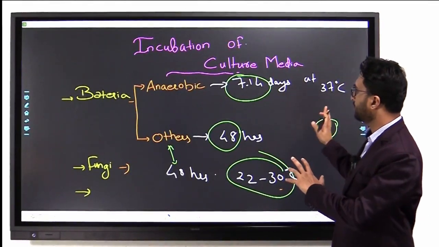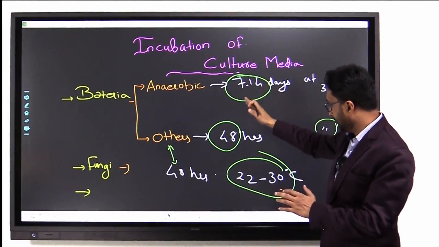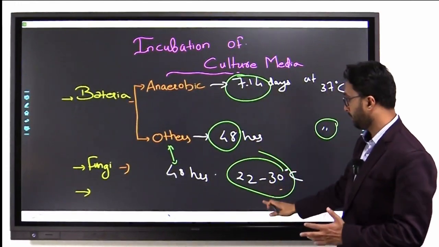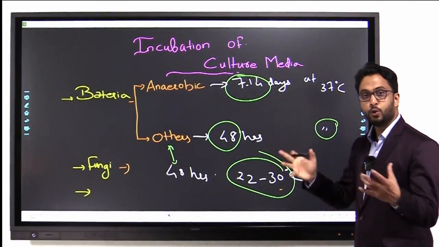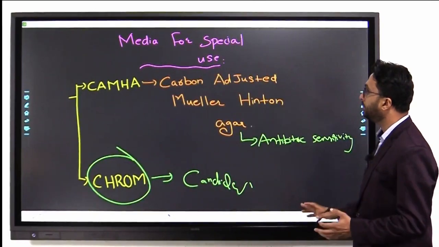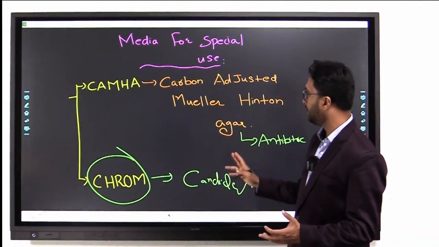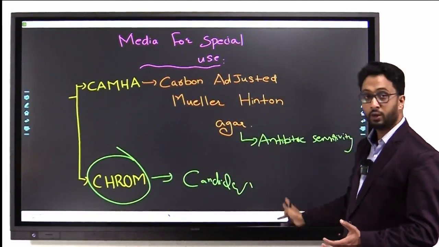Then comes the incubation of culture media, very simple. I've told you, anaerobes need more time, others less time. Compared to bacteria, fungus requires a lower temperature. You know, molds grow at a colder temperature. What are molds? Basically fungi, isn't it? Then you come on to the media for special use, CAMHA for antibiotic sensitivity, CHROM for Candida.